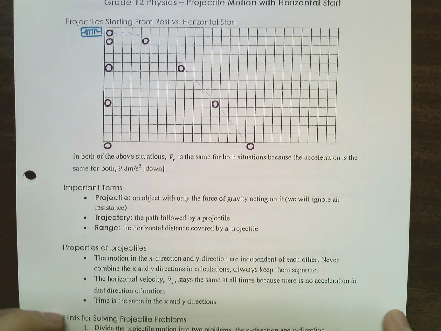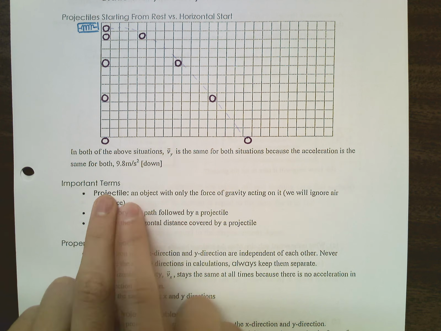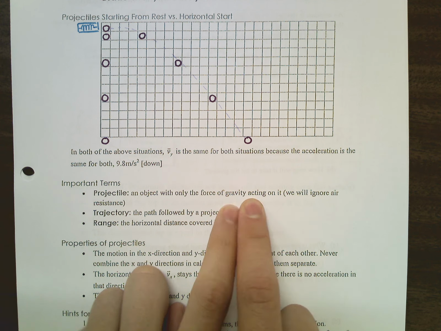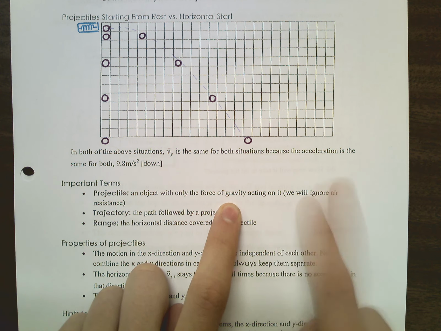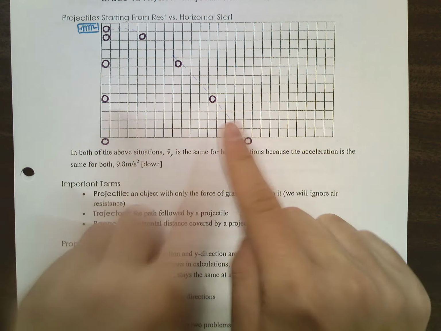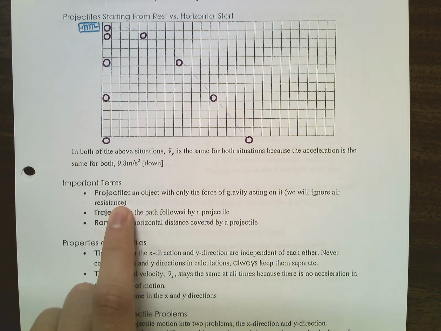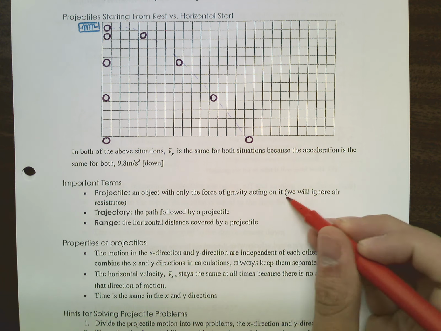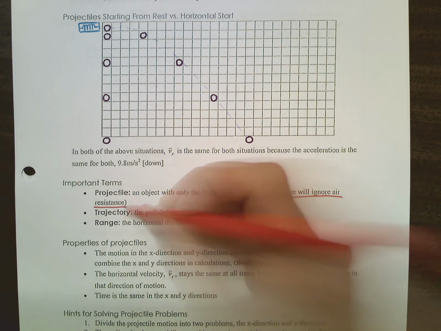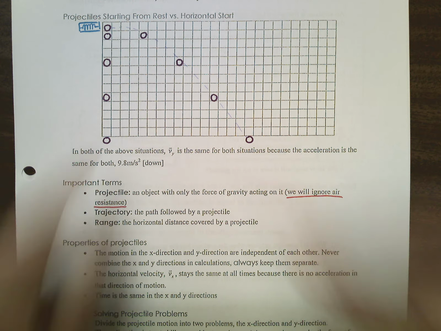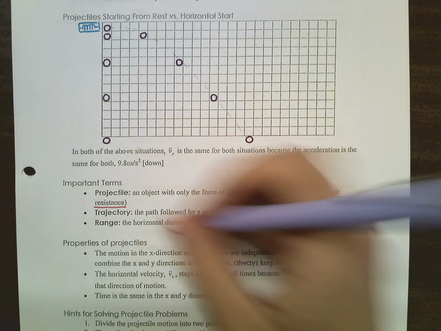So let's go over some important terms here. A projectile is an object with only the force of gravity acting on it. The reason why there's no acceleration or deceleration in the x direction is because we are ignoring air resistance. Okay, this is really important. We ignore air resistance.